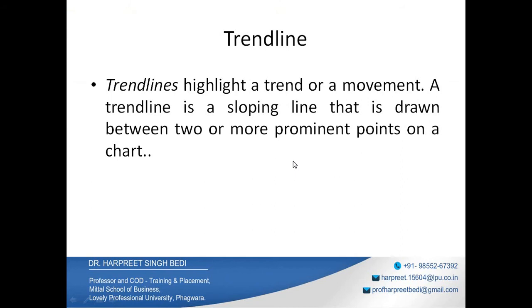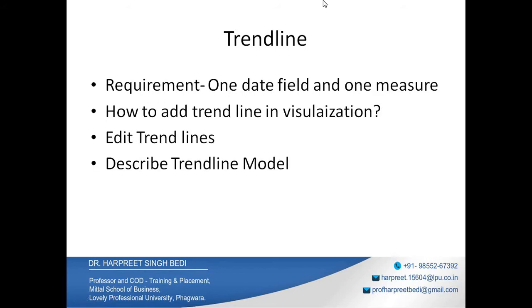Trend line is a line which represents a trend or a movement. It is drawn by looking at the various data points, and then we establish a trend. So the requirement for drawing a trend line is that we need to have one date field as well as one measure, or one time field data.